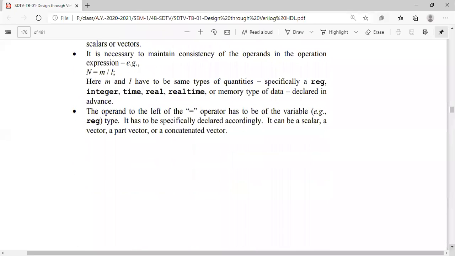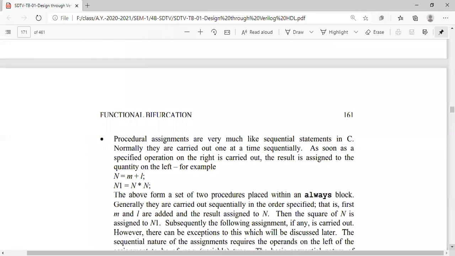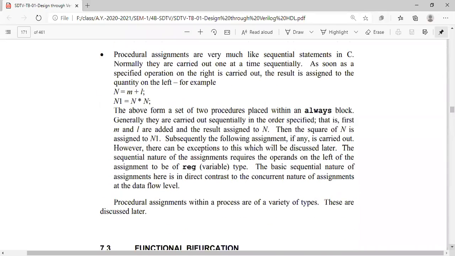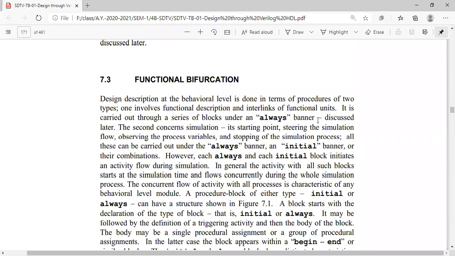Okay, and we have seen that we have some procedural assignments. What we have in VHDL as a process, here we have as the always block. The statements in this always block will be executing sequentially, right? So this functional bifurcation we can see in the next class. Okay. See you in the next class.